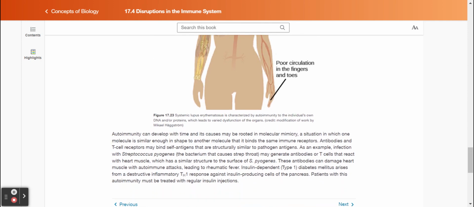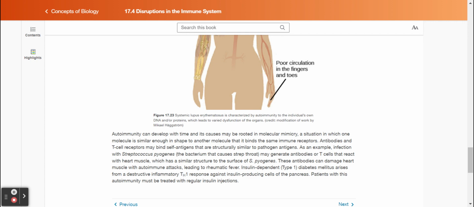Autoimmunity can develop with time, and its causes may be rooted in molecular mimicry, a situation in which one molecule is similar enough in shape to another molecule that it binds the same immune receptors. Antibodies and T cell receptors may bind self-antigens that are structurally similar to pathogen antigens. As an example, infection with Streptococcus pyogenes, the bacterium that causes strep throat, may generate antibodies or T cells that react with heart muscle, which has a similar structure to the surface of S. pyogenes. These antibodies can damage heart muscle with autoimmune attacks, leading to rheumatic fever.